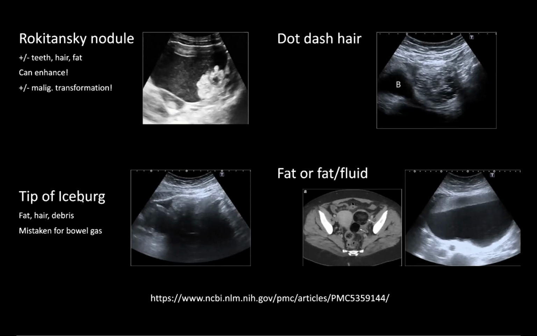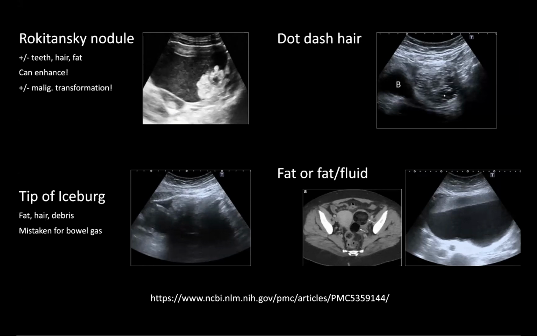You can also get the tip of the iceberg sign. This is from a clump of hair, fat, and debris that is reflecting the ultrasound waves back. And all of that complex material is also causing shadowing. This can cause a dermoid to be missed, even a very large dermoid to be missed on ultrasound, because you could mistake it for bowel gas.